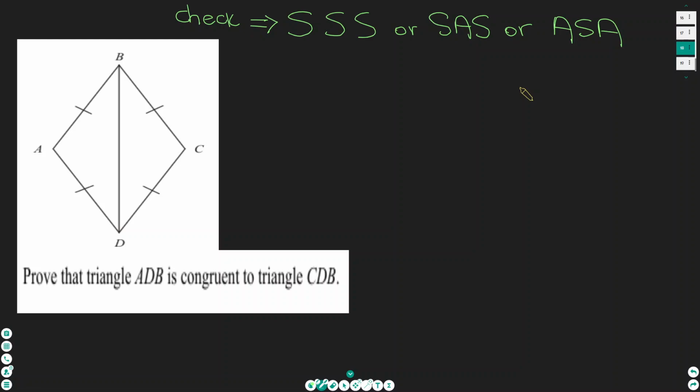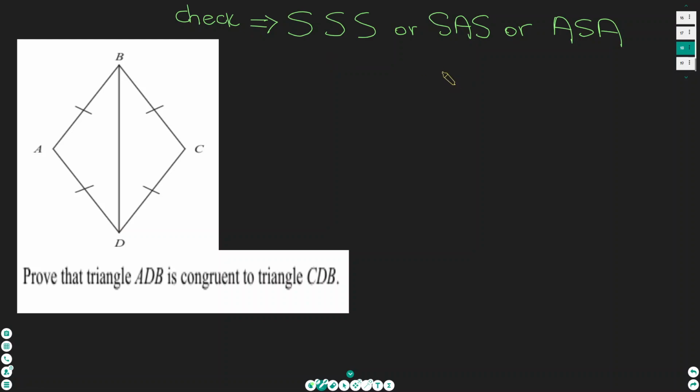Now we are going to see when two triangles are congruent. Congruent triangles are triangles that are exactly the same. So to check for congruency, we need to see whether any of these three conditions is true. S, S, S means side, side, side. They need to have three corresponding sides the same.